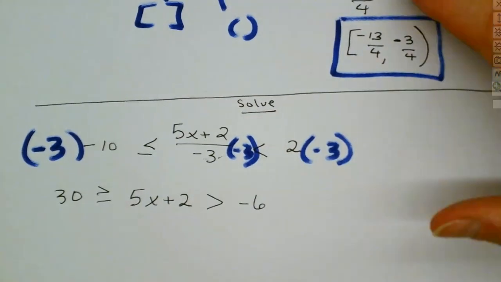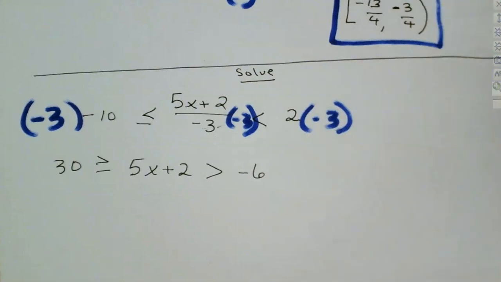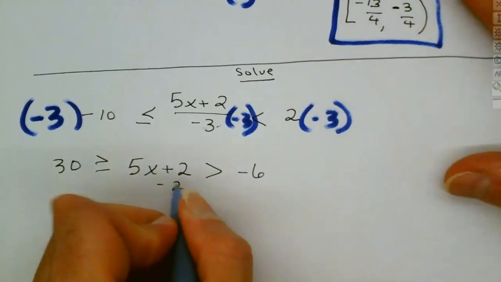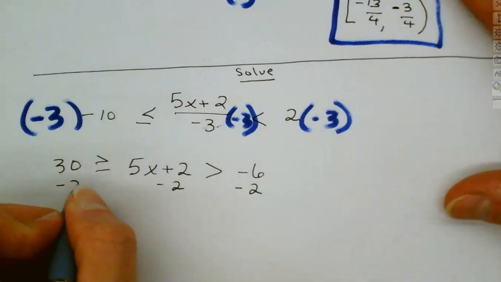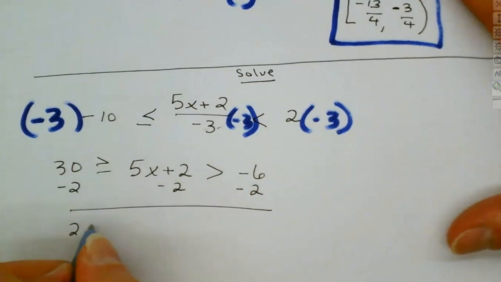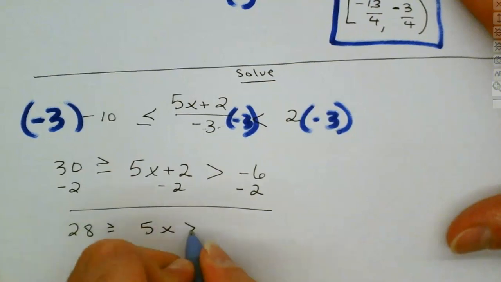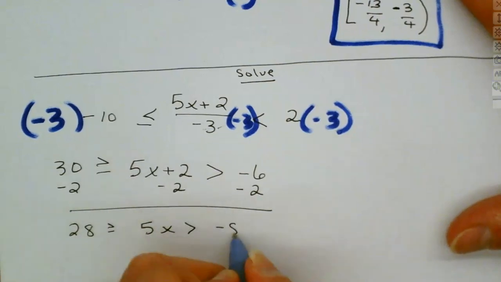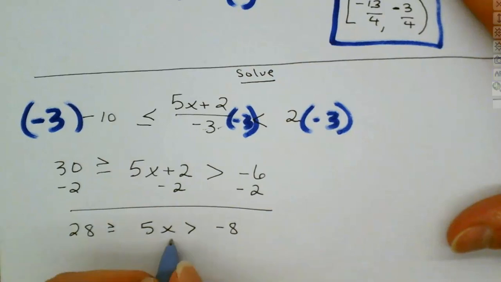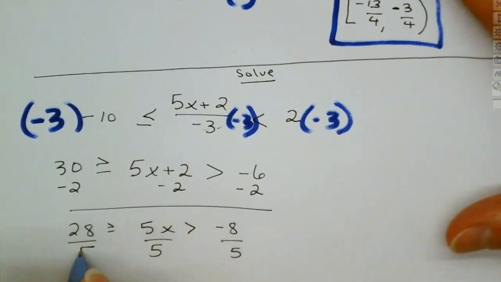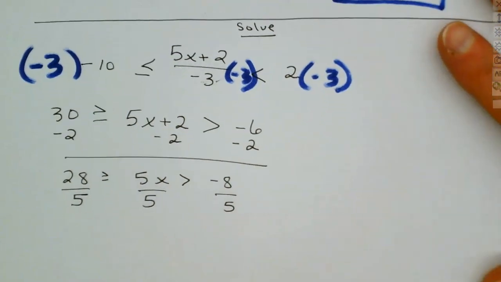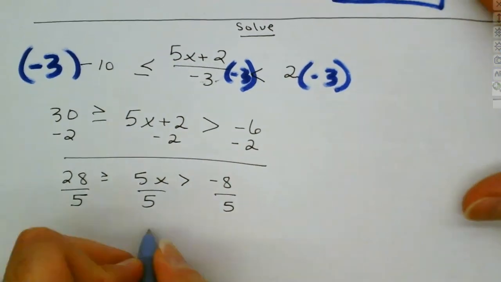Now we know what to do. Yep, so now we go ahead and take away the 2. Now we've got a 28, we've got a 5x in the middle, and we've got a -8. Divide by our 5. And now we've got this.